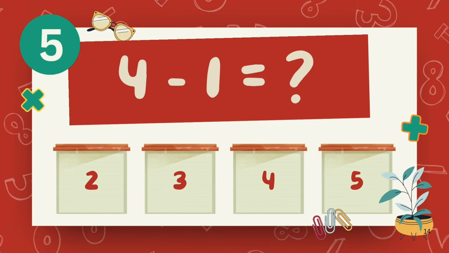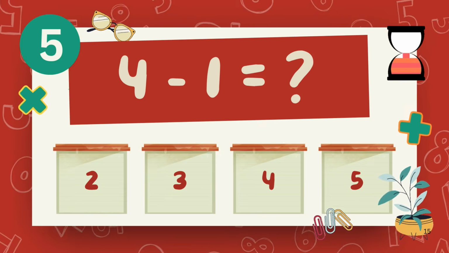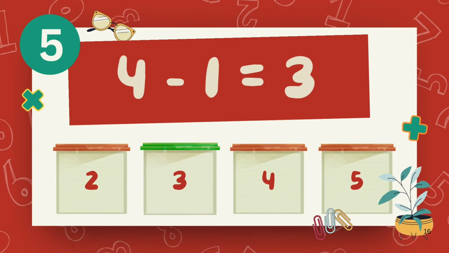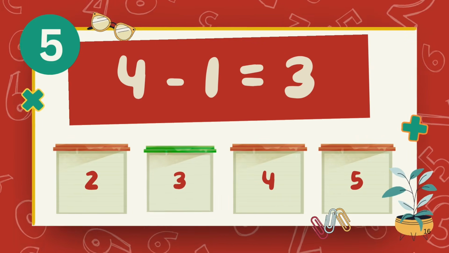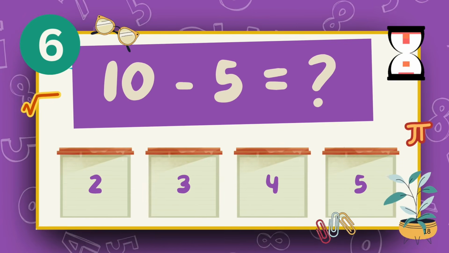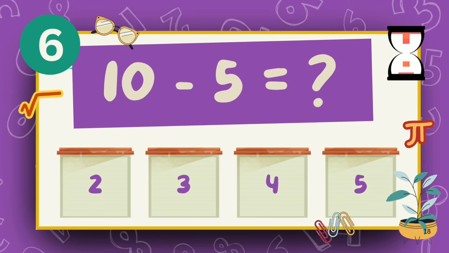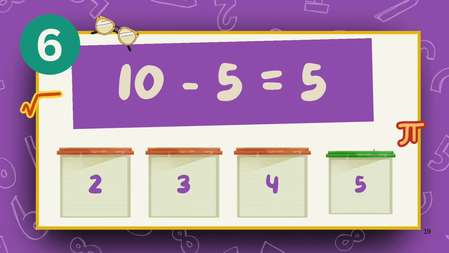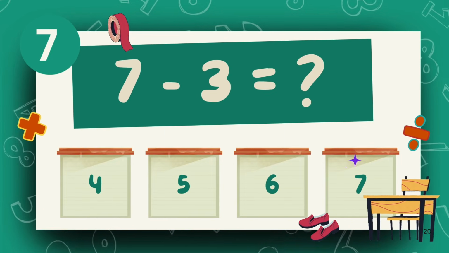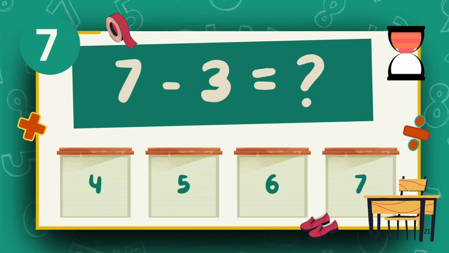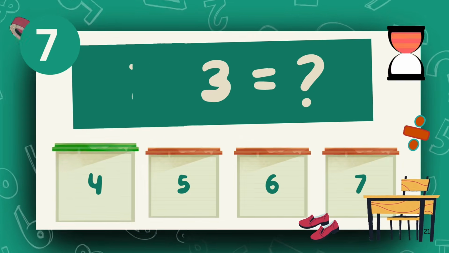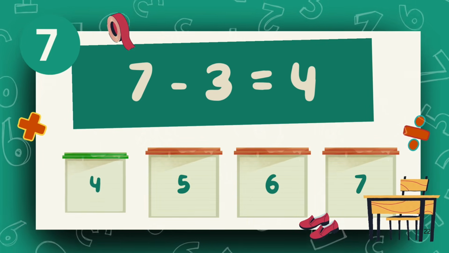What is 4 minus 1? The answer is 3. What is 10 minus 5? The answer is 5. What is 7 minus 3? The answer is 4.